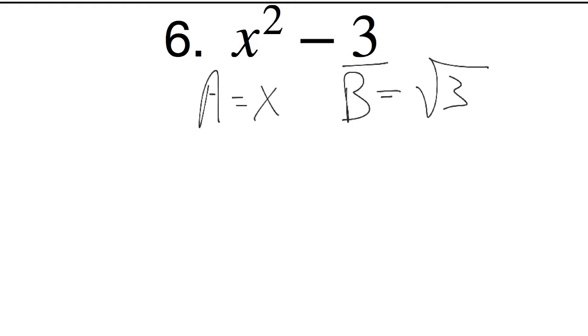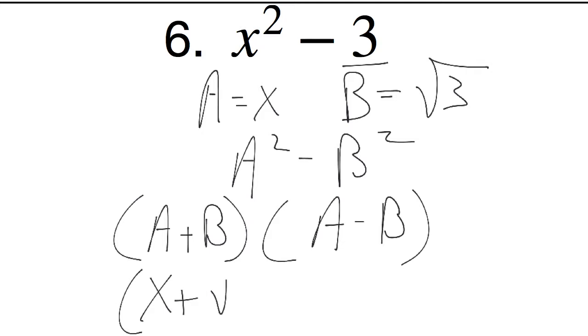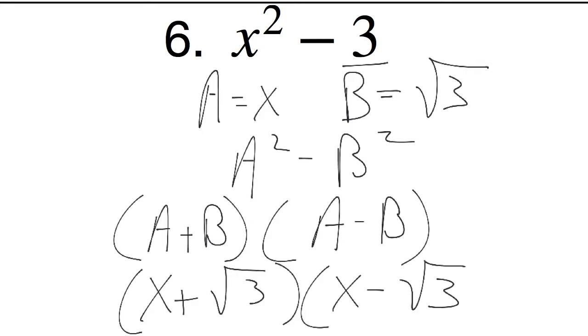Okay, so if that's true, then what I really have is a squared minus b squared. And that's equal to a plus b times a minus b. Back substituting, you get x plus the square root of 3 times x minus the square root of 3. And you're done.